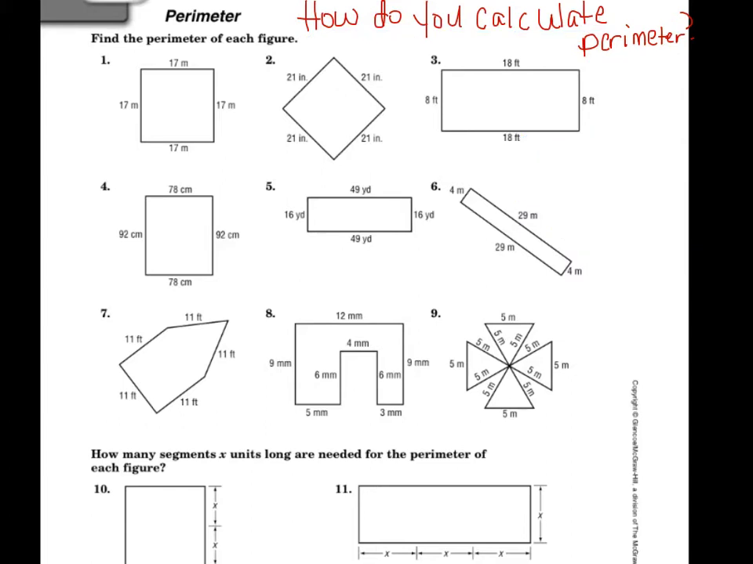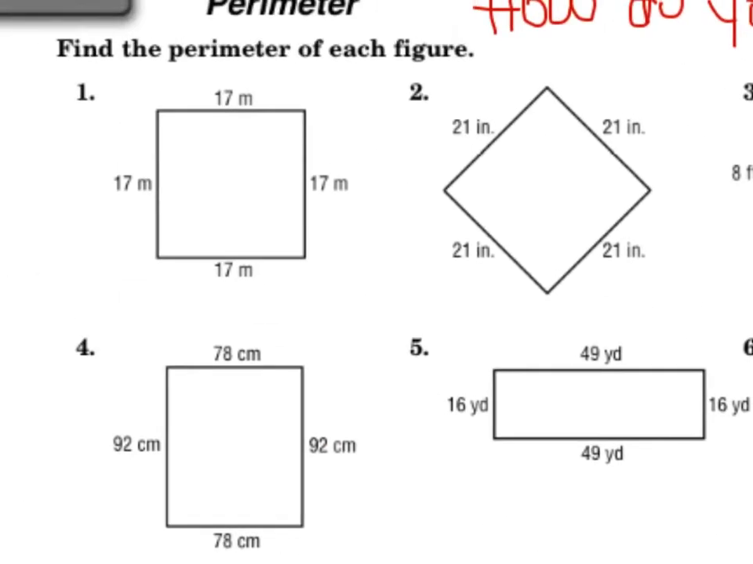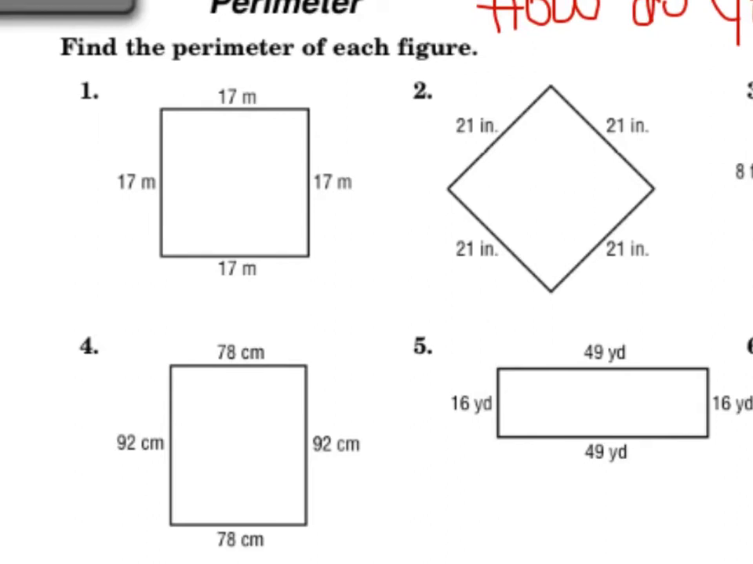Number 1, what shape is that? That is a square, and you can tell because all the sides are the same length. They're all 17 meters. So to find the perimeter, you can simply take 17 times 4. Or you could do 17 plus 17 plus 17 plus 17. Either way, you're just going to get 68, and then make sure that you have a label.